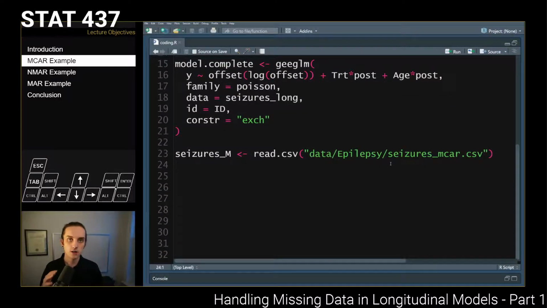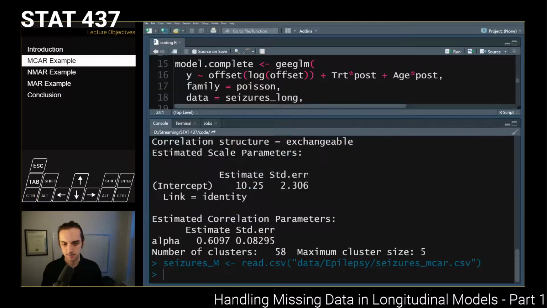Right, and so when we were talking about missing completely at random data in the past, what we had said is that if it's missing completely at random, all of the methods that we've seen before still work. And we can use an available data, or we can use a complete case analysis, and that's all still going to be fine as long as it's truly missing completely at random. Right, and so I'll load this in.